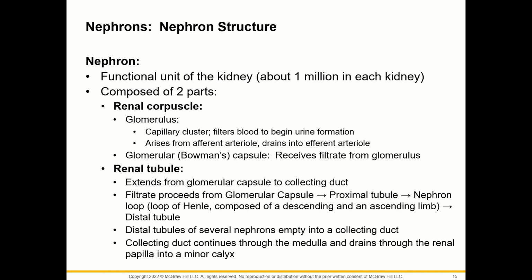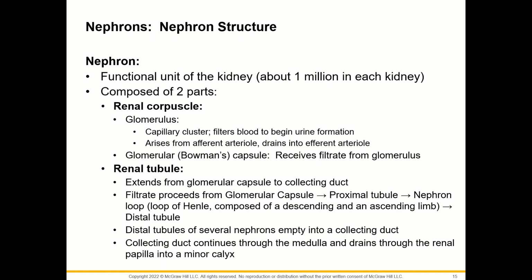So let's look at the two parts. We've got the renal corpuscle and the renal tubule. The renal corpuscle is like a body, right? It's the main body. And that's going to be the glomerulus and the glomerular or Bowman's capsule. The glomerulus is a capillary cluster. It filters blood to begin urine formation. It arises from the afferent arteriole and drains into the efferent arteriole. The glomerular or Bowman's capsule receives filtrate from the glomerulus.